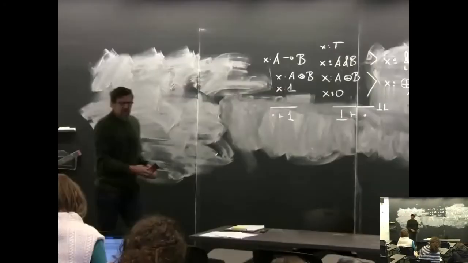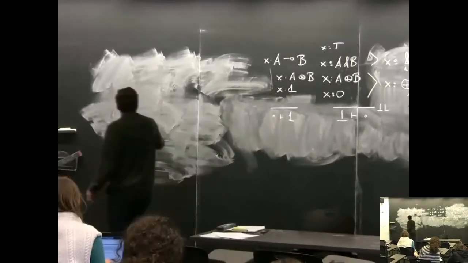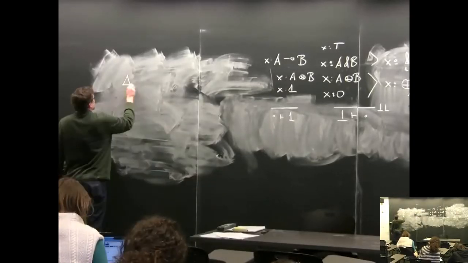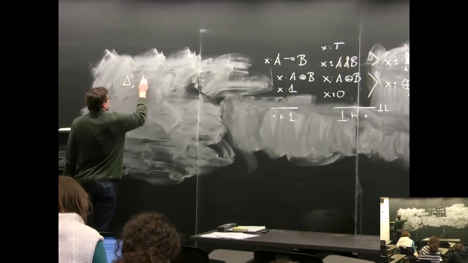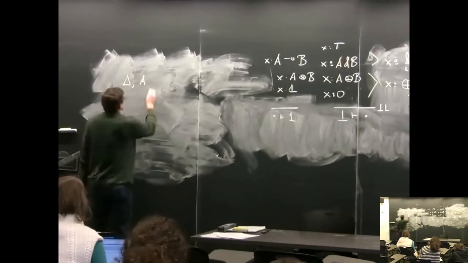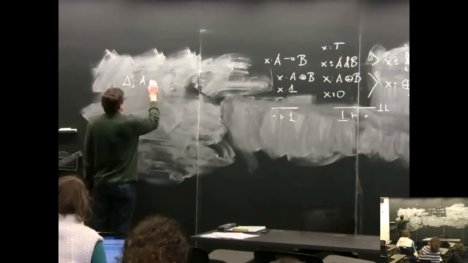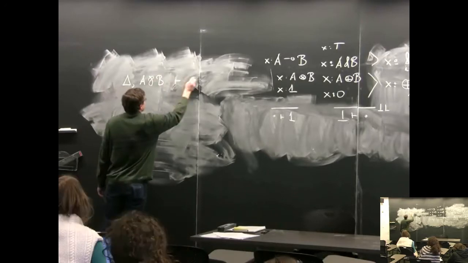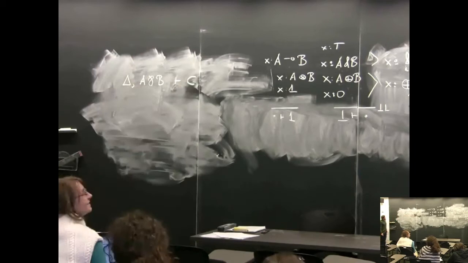Okay, so what would be the left rule? Okay, so we have A, some new fancy operator. Okay, I'll just call it par. B proves C. Okay. All right, what would be the left rule for that?